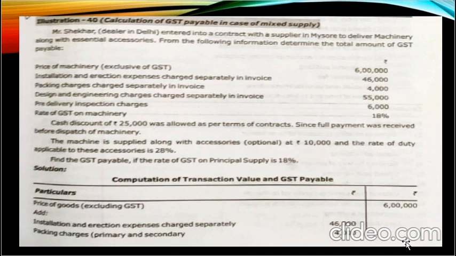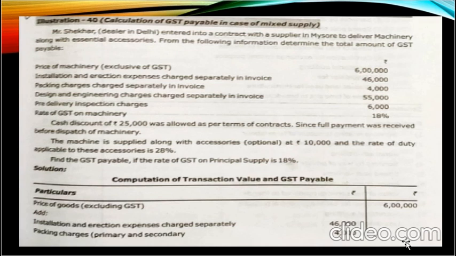Then installation and erection expenses charged separately in invoice. So this will be added with the price of machinery. Packing charges charged separately in invoice, 4,000. This will also be added. Then design and engineering charges also will be added. Pre-delivery inspection of 6,000 rupees also will be added. Then the rate of GST on machinery, 18%, is given.